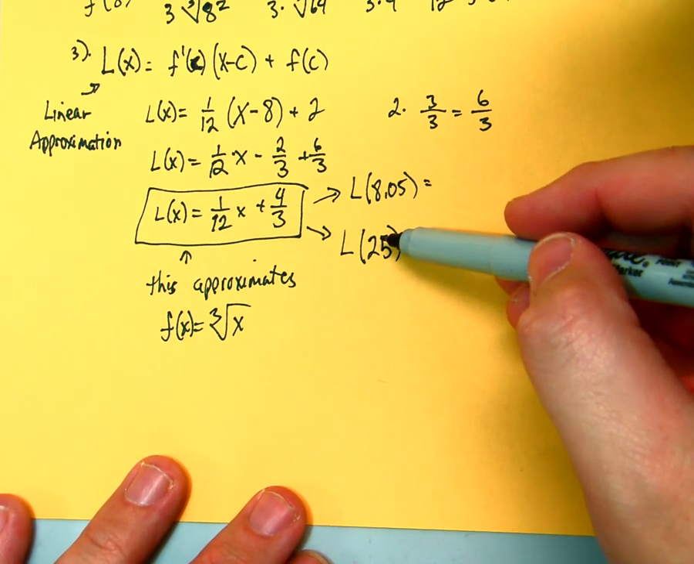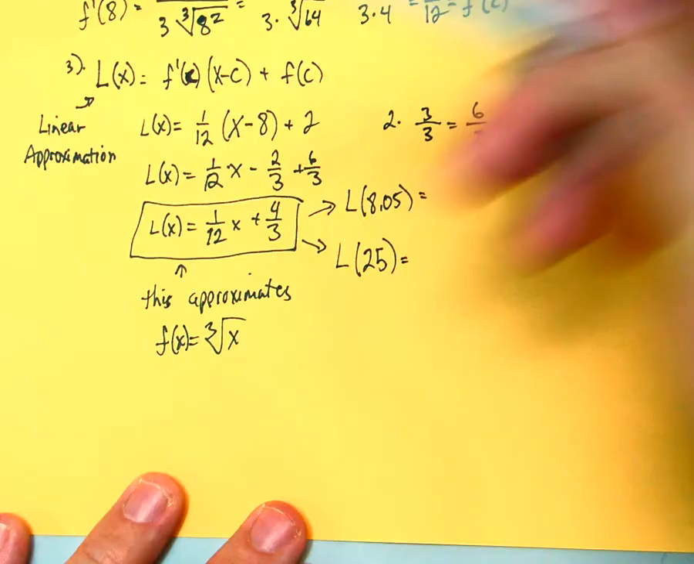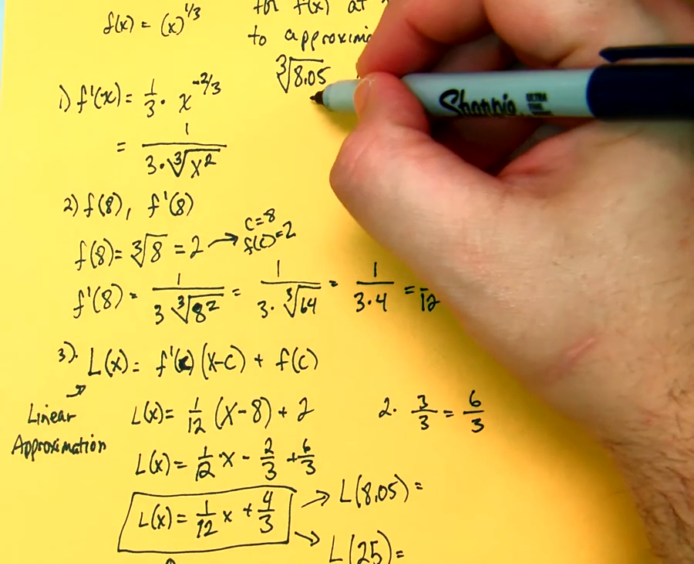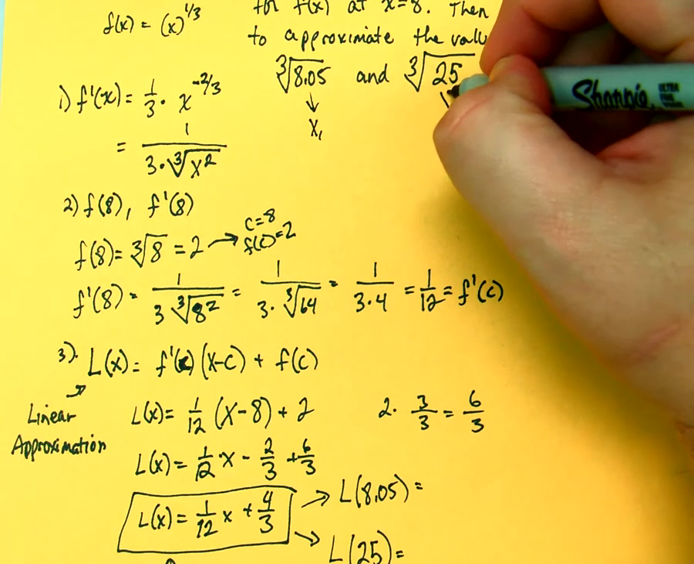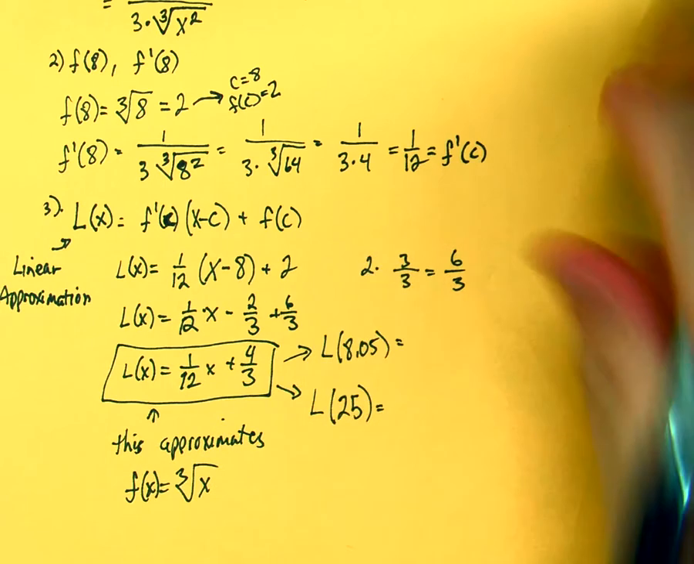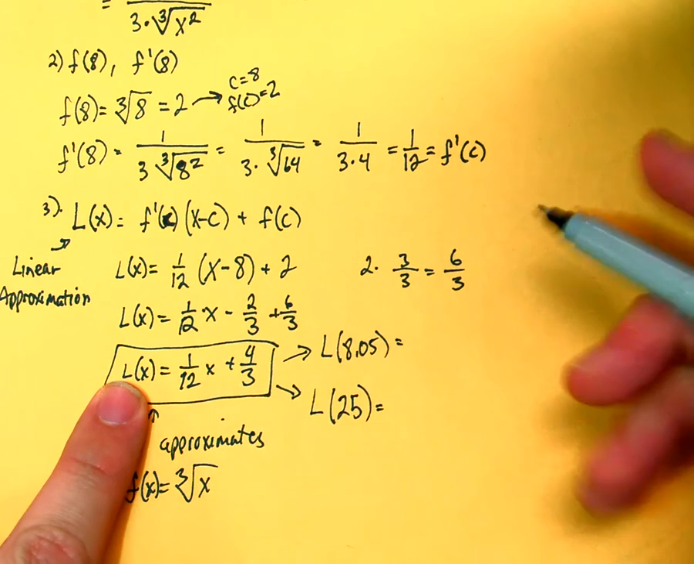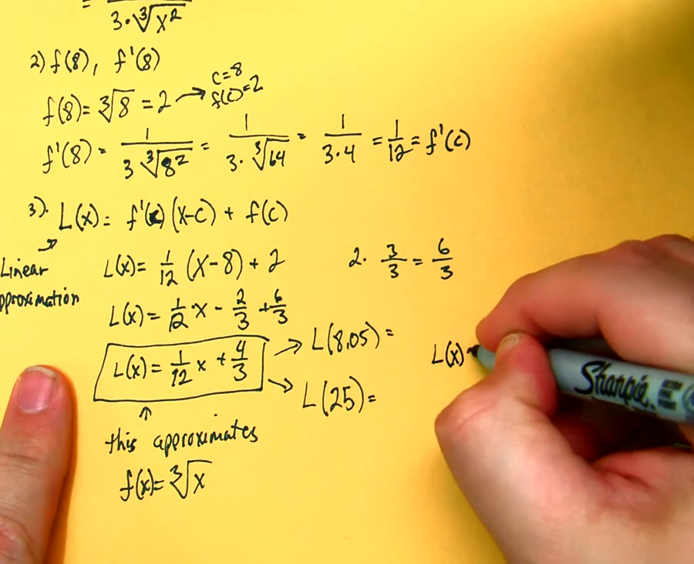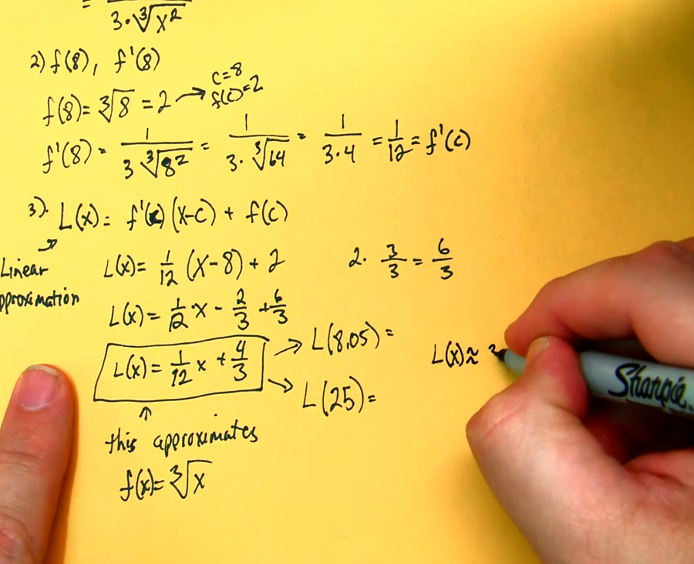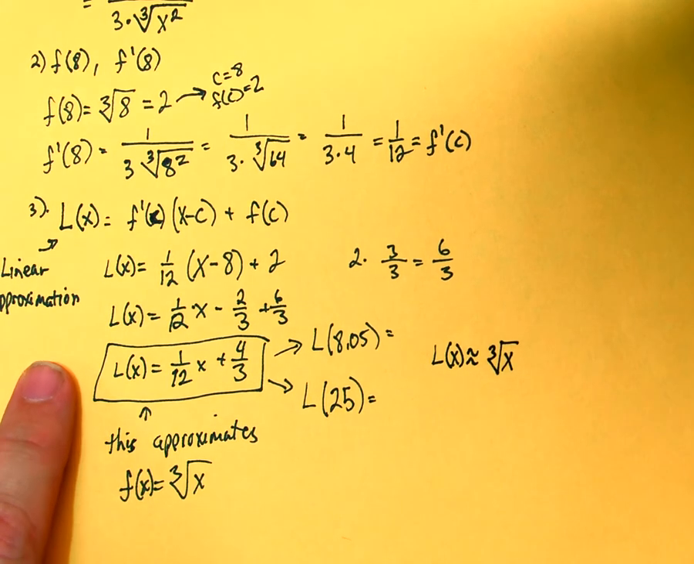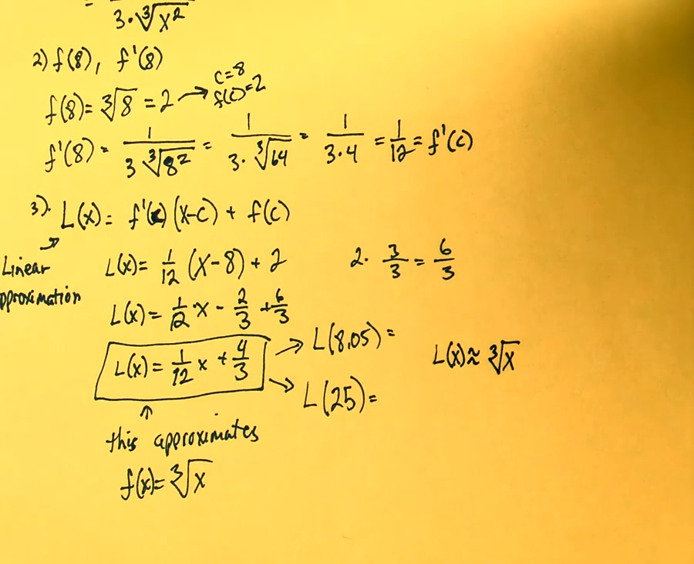What we're going to do is we're going to say this is like x sub 1 and this is like x sub 2. So now that we've created this equation, this L of x is going to be approximately the cube root of x. That's the whole idea of linear approximation, is we've created a line that's going to give us something that's really close to what the actual answer is. So instead of trying to take the cube root of 8.05, we can plug it into a linear equation, which just has one thing of multiplication and one thing of addition or subtraction, and then we're done.